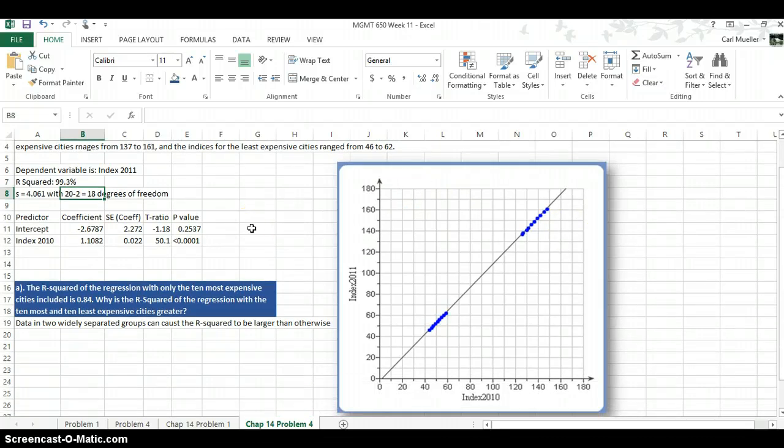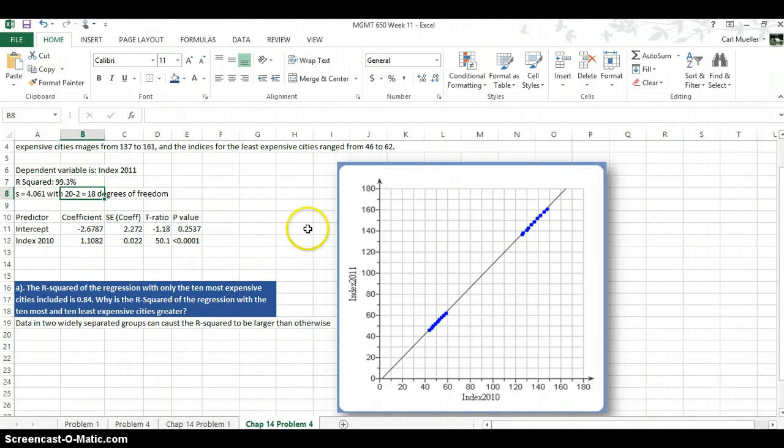Later on, we'll learn how to do this actually in Excel and create a regression curve. But in terms of the questions, it's just asking, what do you think this would look like, based on those indices, based on the information that we have here. And one of the questions is the R squared of the regression with only the 10 most expensive cities.